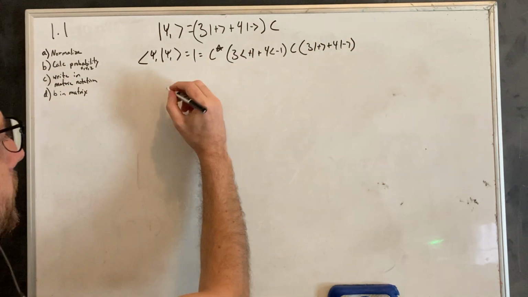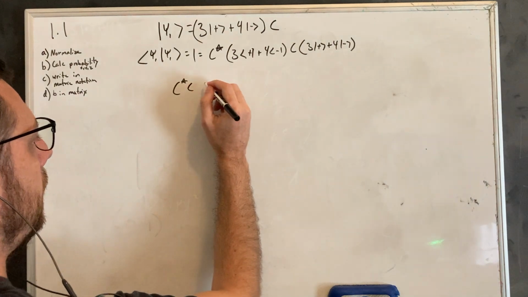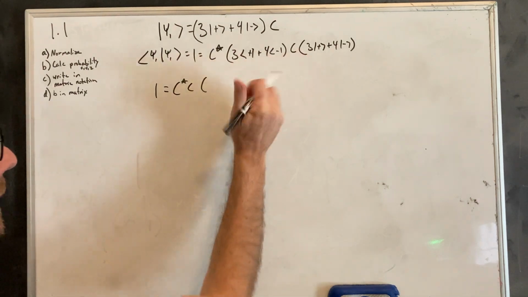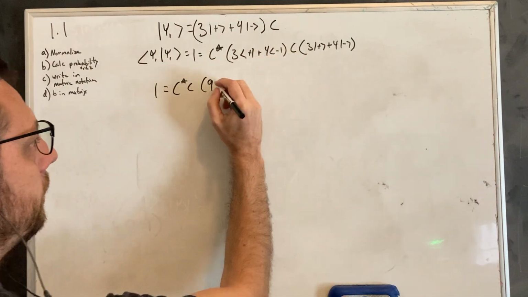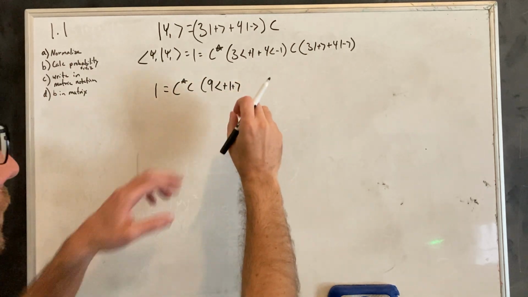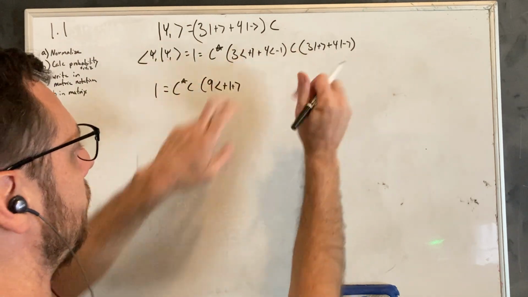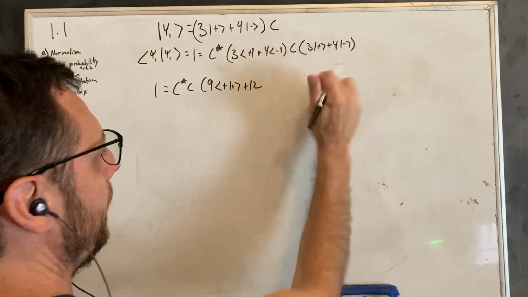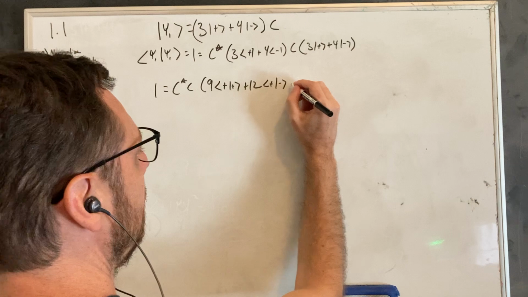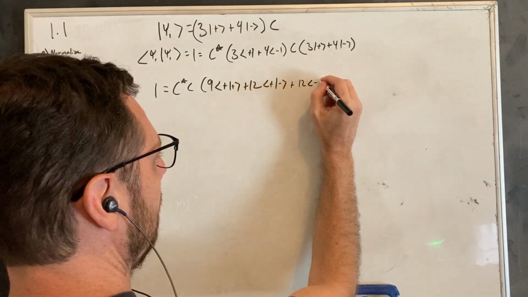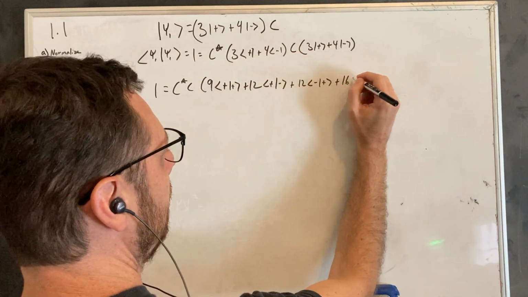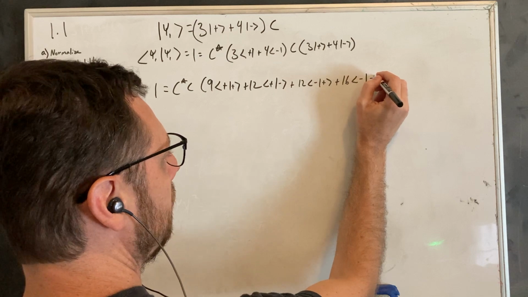So we have our C star C. And again, this is going to equal 1 here. And then we have our 3 times 3 is 9. And we have an up and an up. I'll write all of these out for the first time here, in case you're new to this. So then we're going to just FOIL this. So then 3 times 4 is 12. And then we have an up and a down. And then we have our 4 times 3 is 12, and we have a down and an up. And then 4 times 4 is 16, and we have a down and a down.